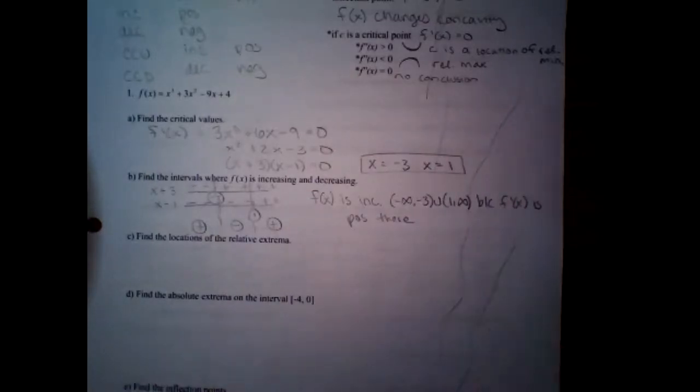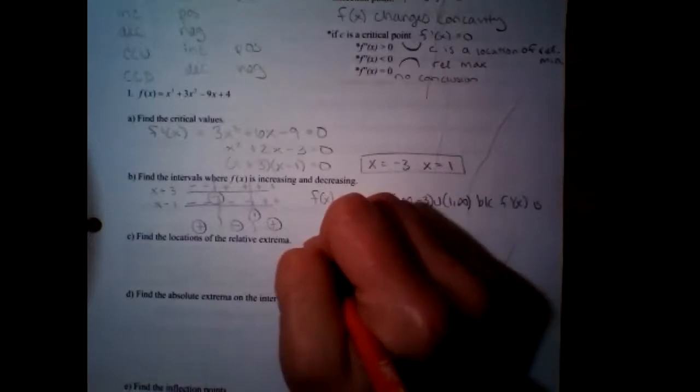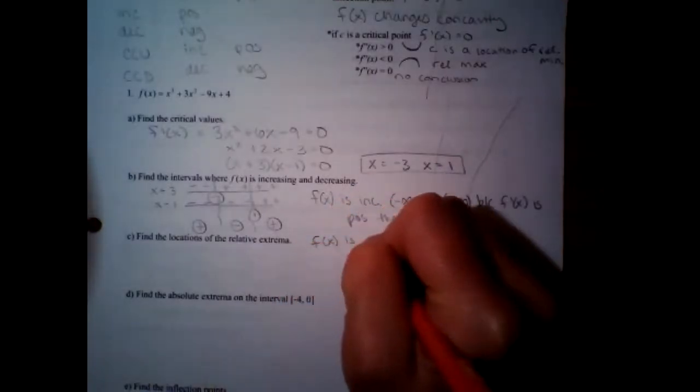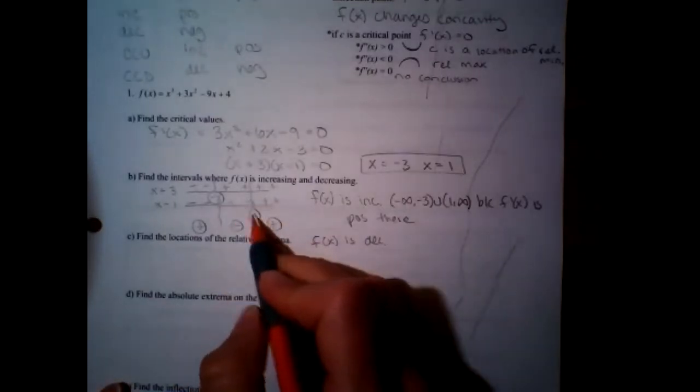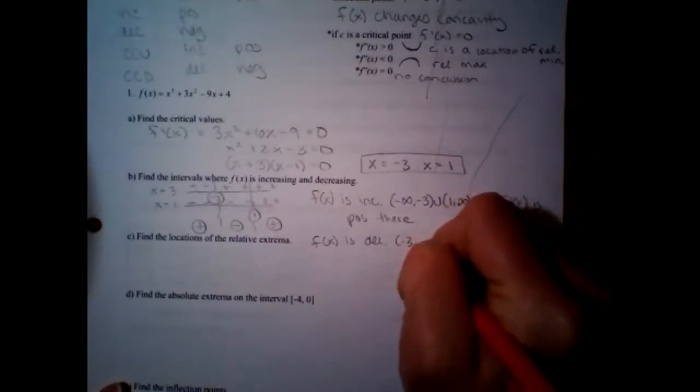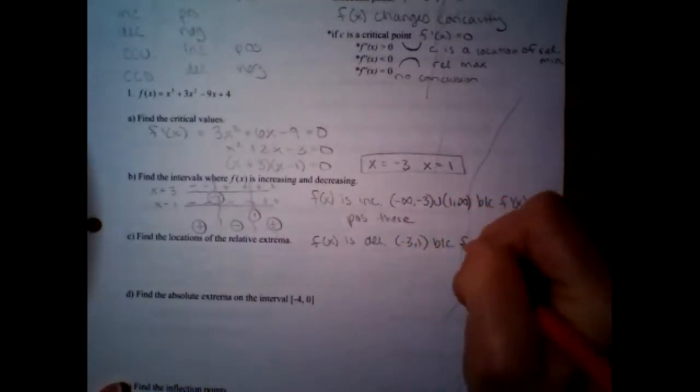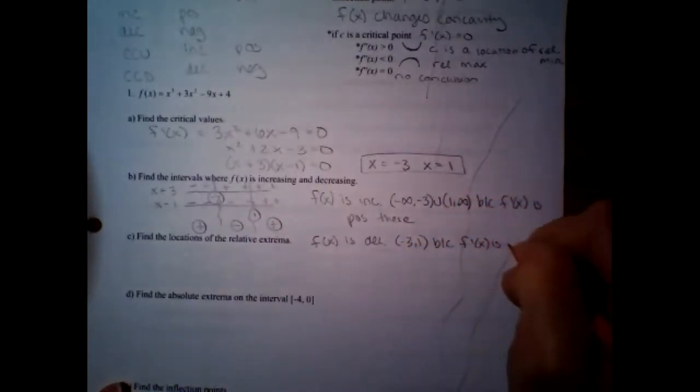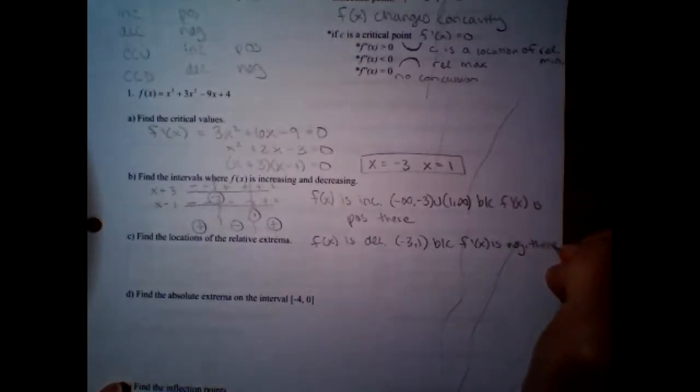And then the sibling statement is going to be f of x is decreasing everywhere else for the exact opposite reason. So decreasing would be -3 to 1 because derivative is negative there.